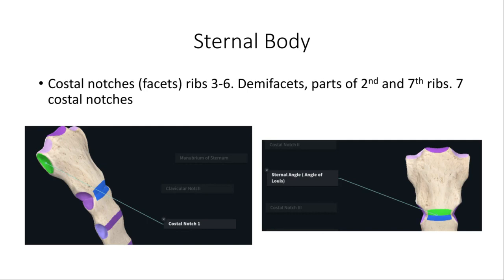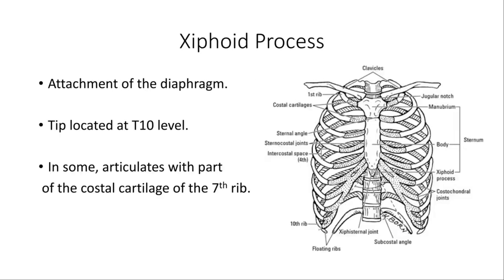At the manubriosternal joint, there's a palpable region called the sternal angle located between the joint. And finally, the xiphoid process is the bottom bit, and it's a site of attachment for the diaphragm, and the tip's located at T10 vertebrae level. So if you count these vertebrae, it'll end up at around about the 10th thoracic vertebra.